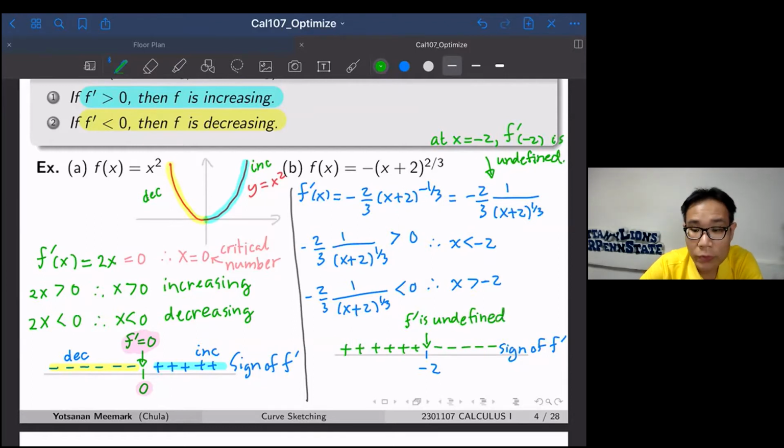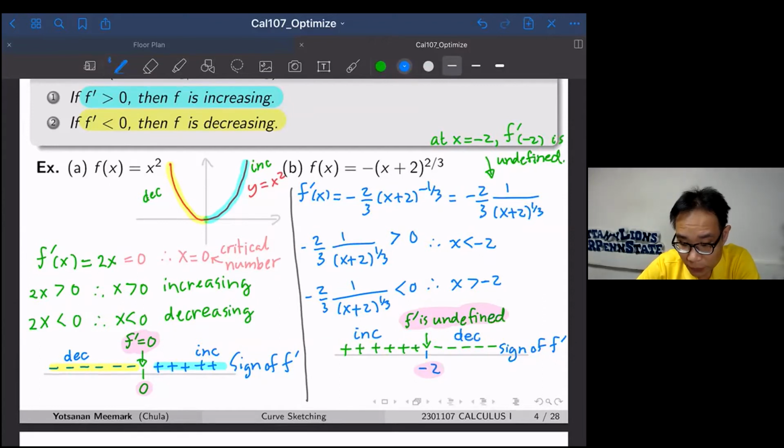At negative 2, so what does this function tell us? The function tells us that sometimes the derivative is undefined, and that point can be used to separate the sign of f prime for increasing and decreasing as well. So it's going to be increasing on this interval and decreasing on this interval instead. Okay, so this is what you get.